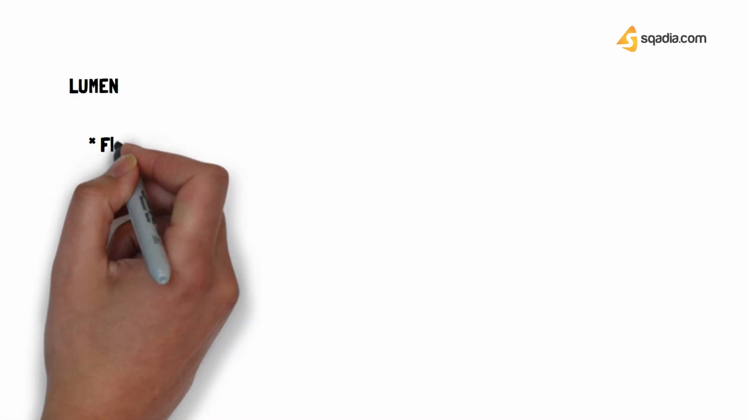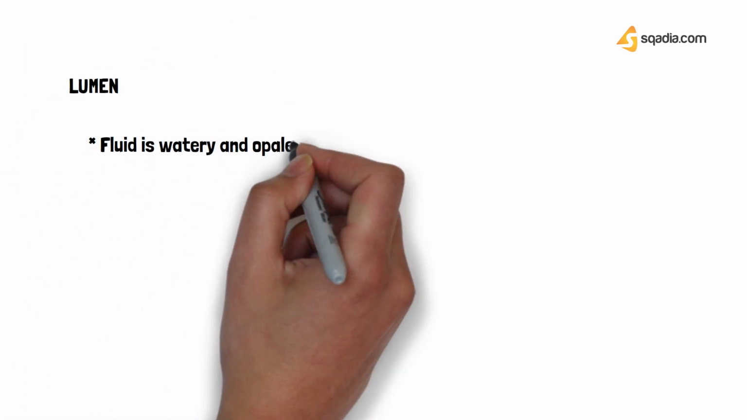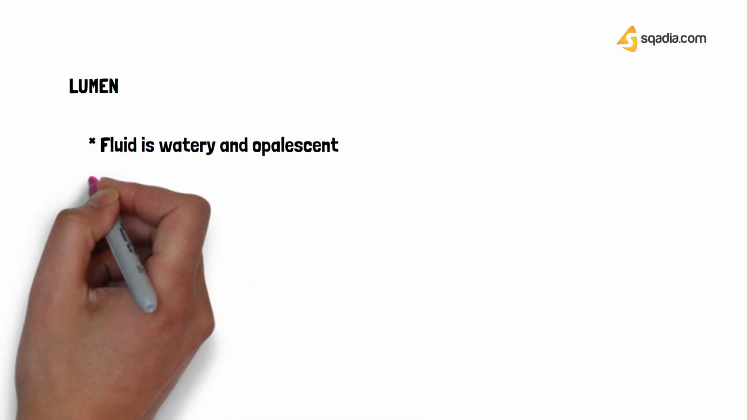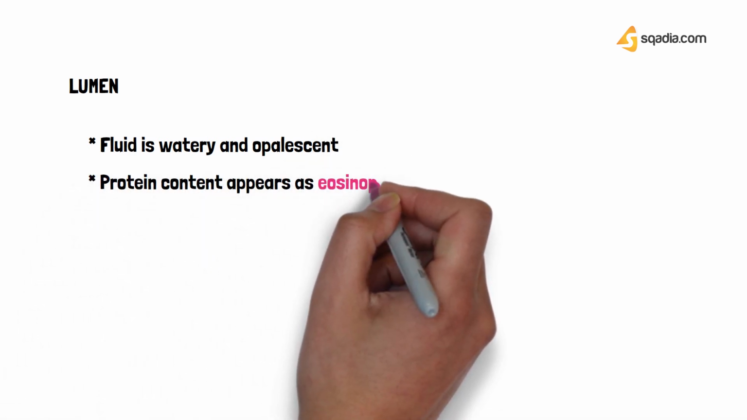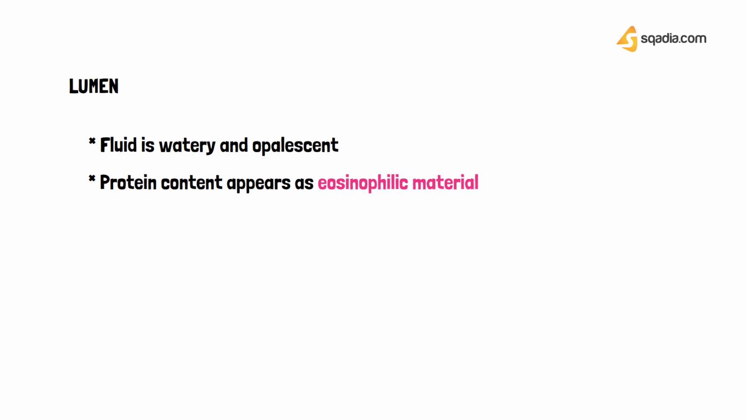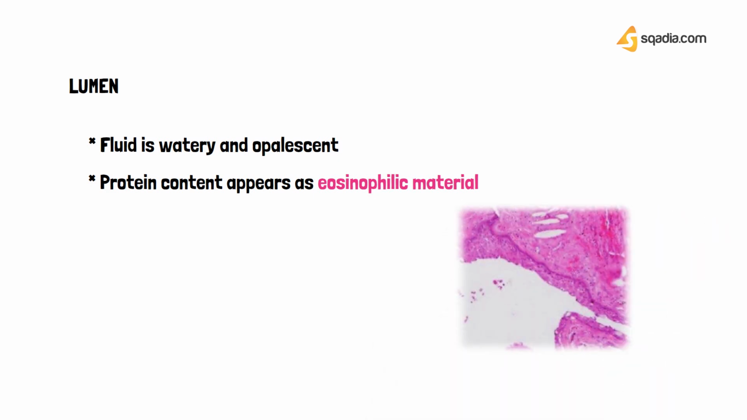Now, the lumen consists of fluid, which is watery and opalescent. Protein content appears as the eosinophilic material. These are the tiny pink specks that we see in this picture.